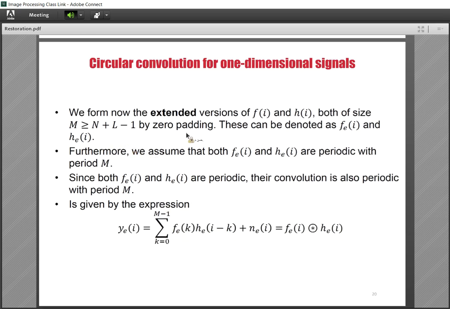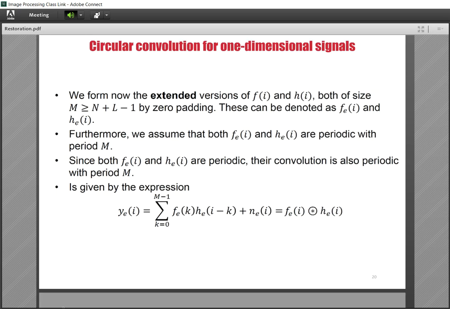Both of them after zero padding have the same duration or the same period M larger than L plus N minus 1.